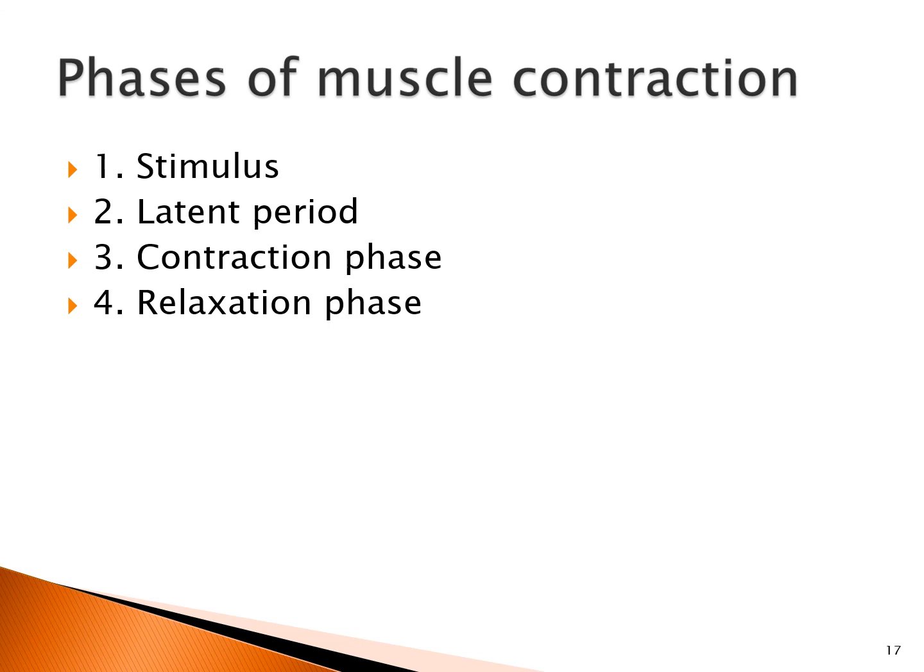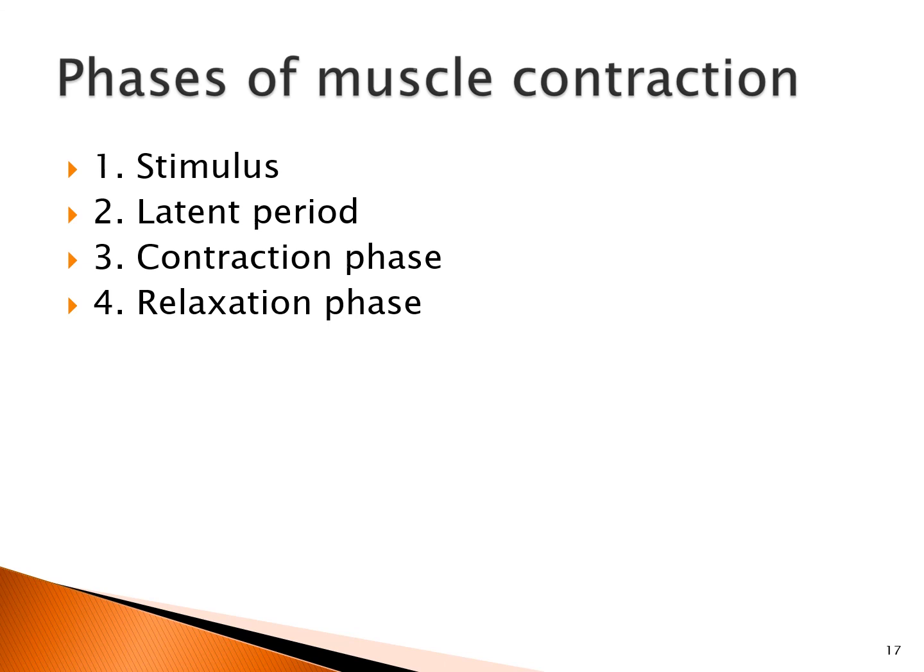In terms of phases of muscle contraction, we have a stimulus, and again, that stimulus is going to come from our motor neuron. And then we have a latent period, and this is the period it takes for the muscle cell to accept that particular stimulus from the motor neuron and get all the things ready in order for contraction to occur.